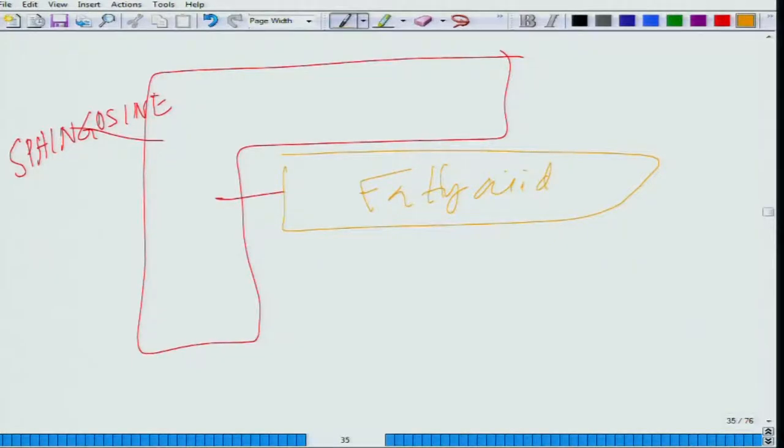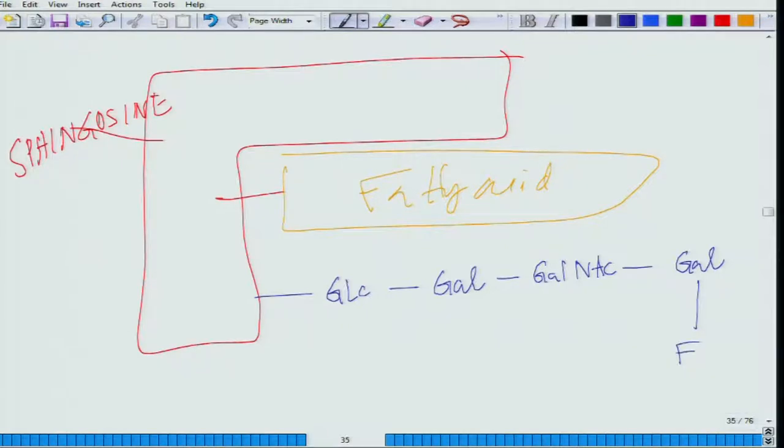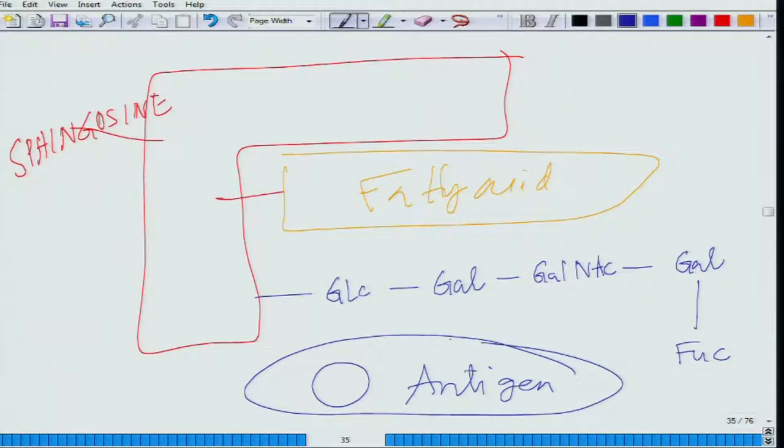Now, start the game. So, now this is the case of antigen O. You have a glucose, GLC is the glucose, then you have a galactose, another fatty acid, then you have galactose N-acetylneuraminic acid, then you have another galactose sitting here, and then you have a fucose, which is another carbohydrate. So, this is the structure of O antigen, which has both A and B.